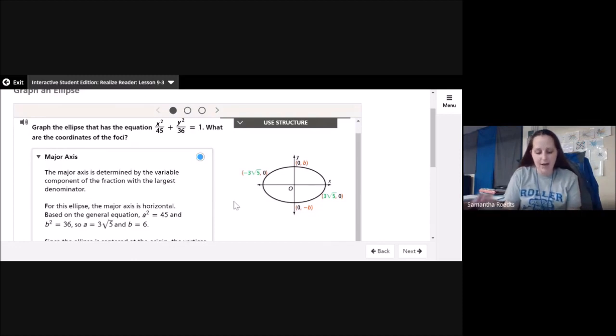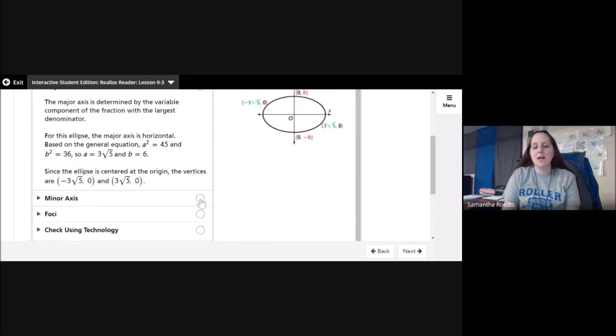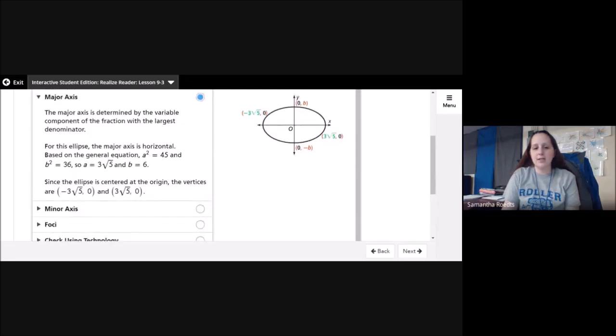Remember that you have those two. If the larger denominator is under the y squared, then the major axis is vertical and this would be your minor. But if it's larger under the x squared, it's going to be horizontal. So for this ellipse, the major axis is horizontal, based on the general equation, a squared equals 45 and b squared equals 36. So a equals 3 square root of 5 and b equals 6. Since the ellipse is centered at the origin, the vertices are (-3 square root of 5, 0) and (3 square root of 5, 0). That's my vertices. So the minor axis, remember, I'm dealing with this 36.